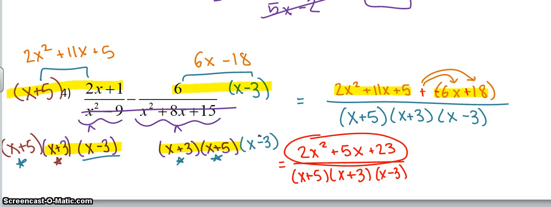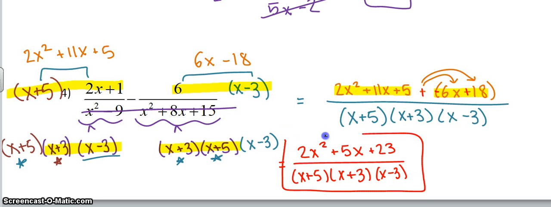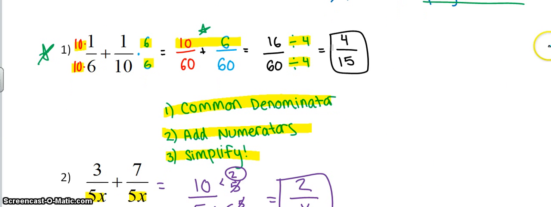Next is a special case. No, it's not. Then I'll either use AC or guess and check. Now, I'm looking for numbers that multiply to 2 times 23 and add to 5. And this particular problem is actually not factorable. So I actually don't even need this equal sign because I can't factor it, which means there are no factors I can cancel, and this would be my final answer. Okay, but to add on to our steps here, in order to simplify a rational expression, you're going to have to make sure it's in factored form before you can cancel.